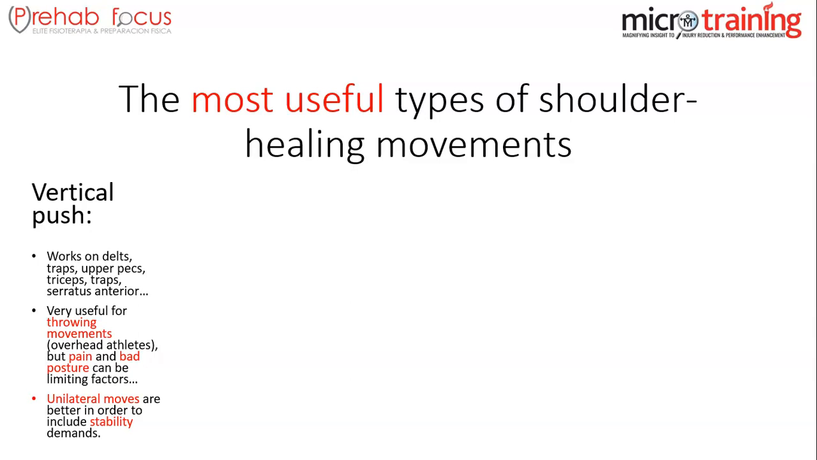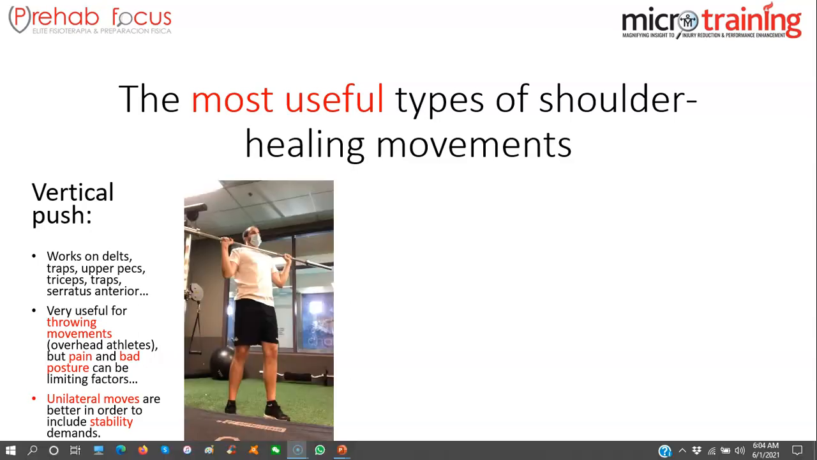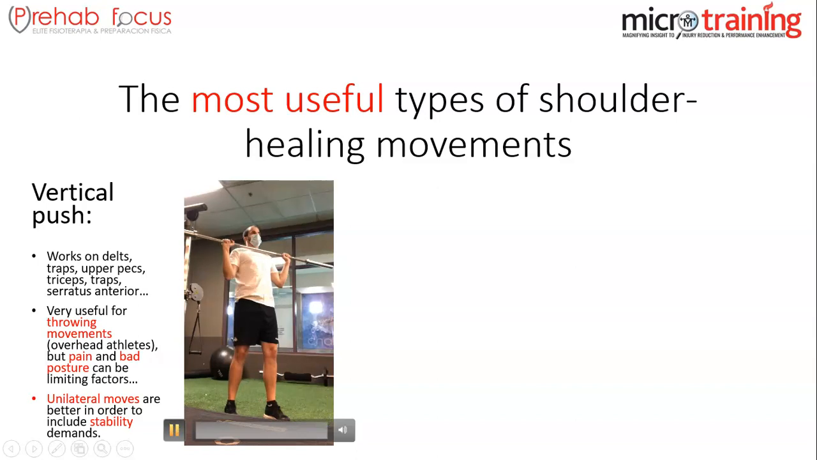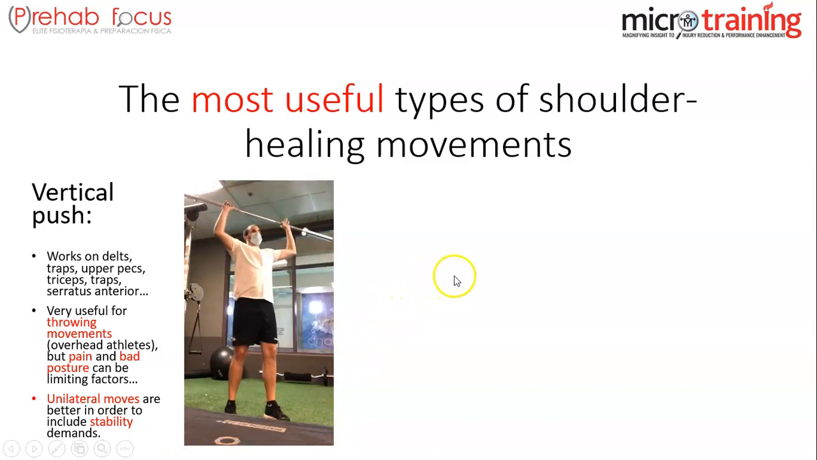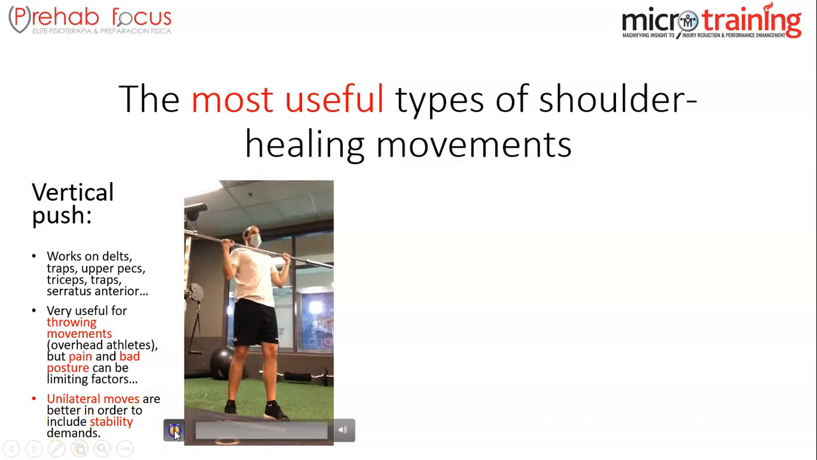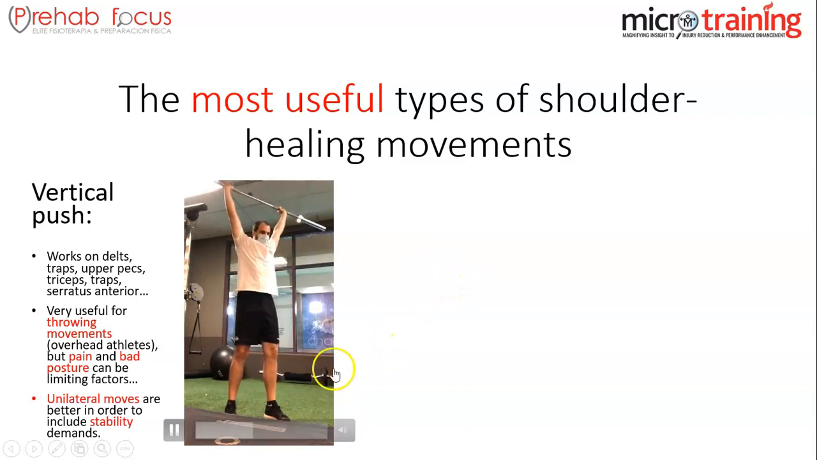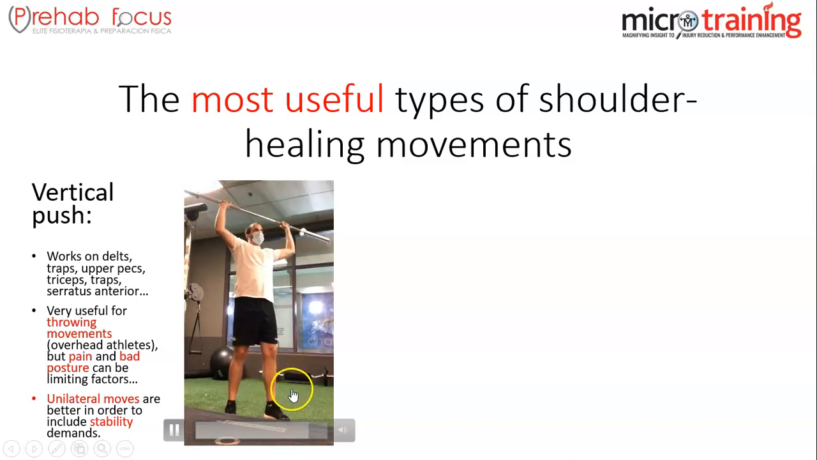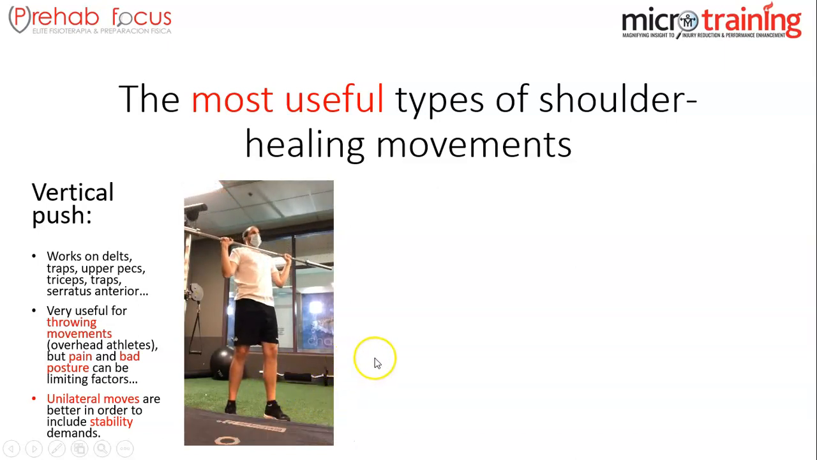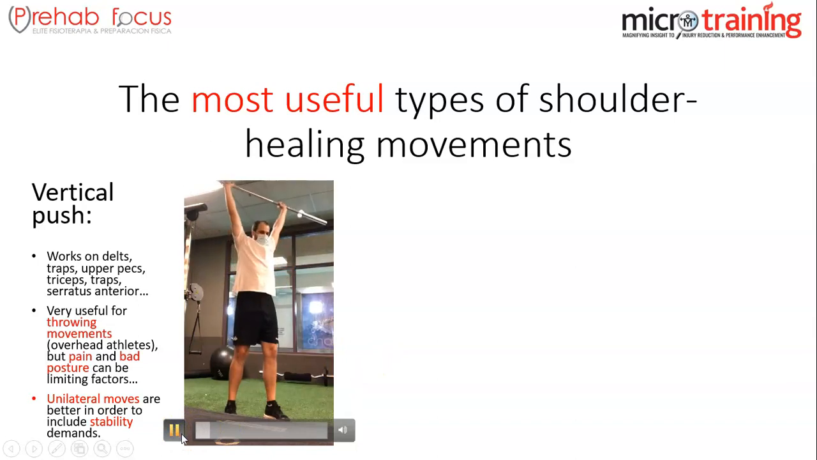Unilateral moves are better in order to include stability. First exercise I will show here is a simple barbell overhead press. This one doesn't require much stability because we are not doing a single arm option. This is basic exercise. The very important technical detail here is you can push one leg, place one leg forward in order to increase stability.